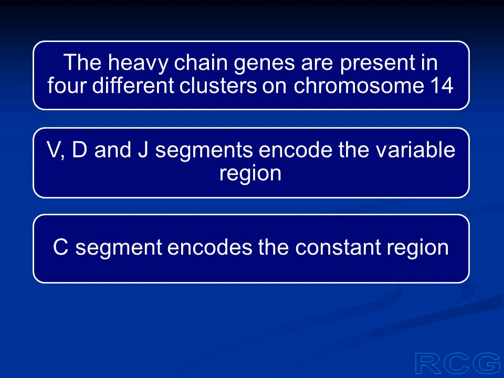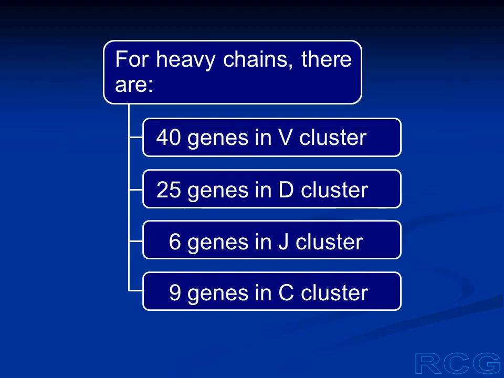Now out of these 4 segments, the V segment, the D segment, and the J segment encode the variable region of the heavy chain. The C segment encodes the constant region of the heavy chain. Now for heavy chains, there are 40 genes in the V cluster. There are 25 genes in the D cluster. There are 6 genes in the J cluster, and there are 9 genes in the C cluster.